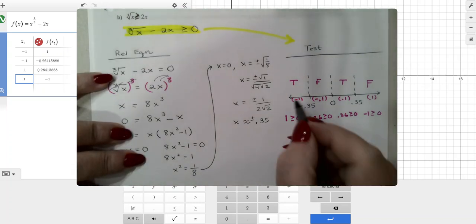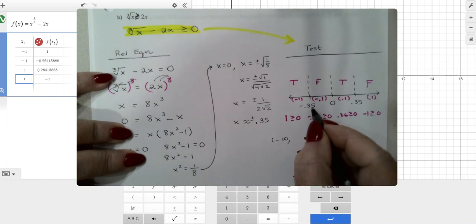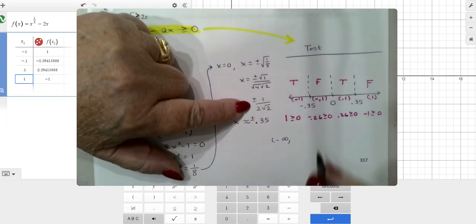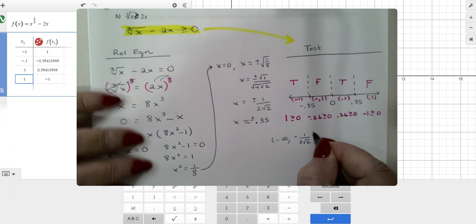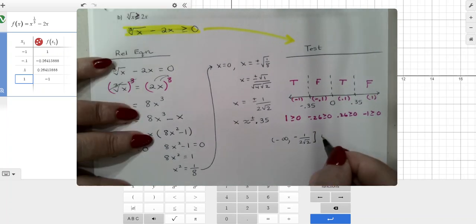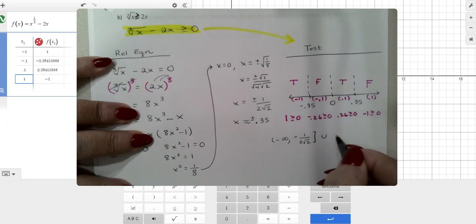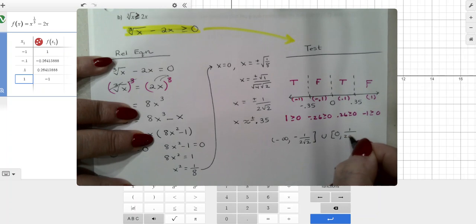All right, my true section runs from -∞ to -0.35, or I could write it as -1/2 square root 2. And let's see, that was greater than or equal, so I can use a bracket there. And then again from 0 to +0.35, which is +1/2 square root 2.